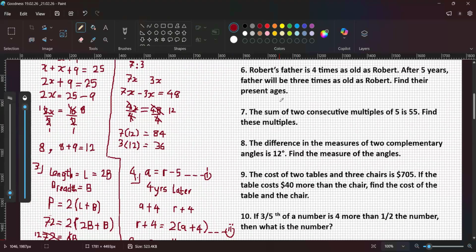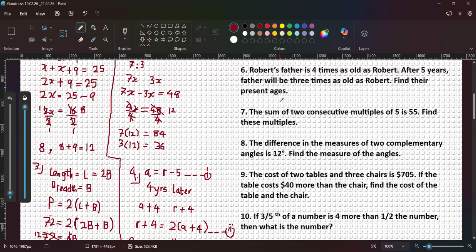Okay. Let's go from number six. So a certain Robert's father is four times as old as Robert. Whenever you say four times, it's easy. Four times something. After 5 years, that's same thing as saying in 5 years' time, the father will be three times as old as Robert. Question. Find their present ages.